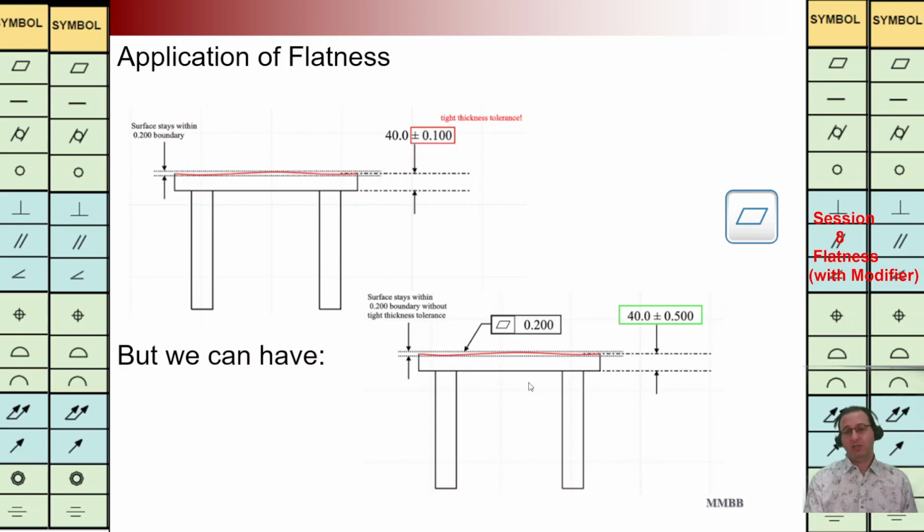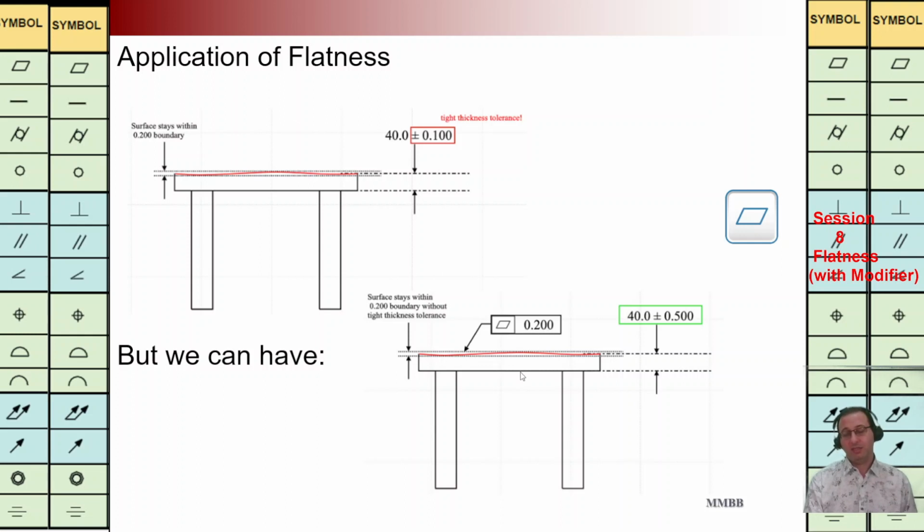Let's compare these two examples together. First, we have this table, and the height of this palette is 40 plus minus 0.1. It means the height should be changed in this interval, 0.2. This wavy surface should be in this interval. In the second one, the height of this palette is 40 plus minus 0.5, and the flatness of this surface is 0.2. If I'm going to consider two parallel surfaces, this wavy surface should be in this interval, 0.2.